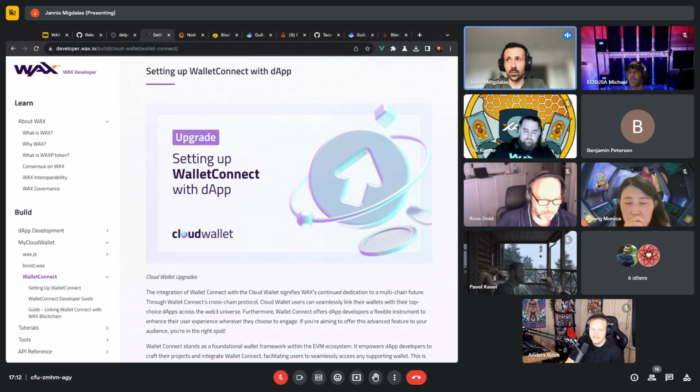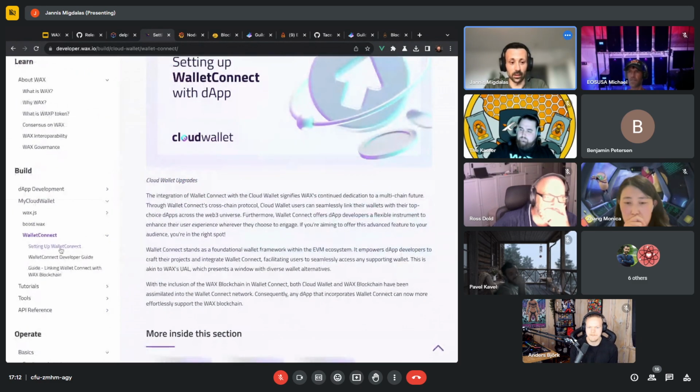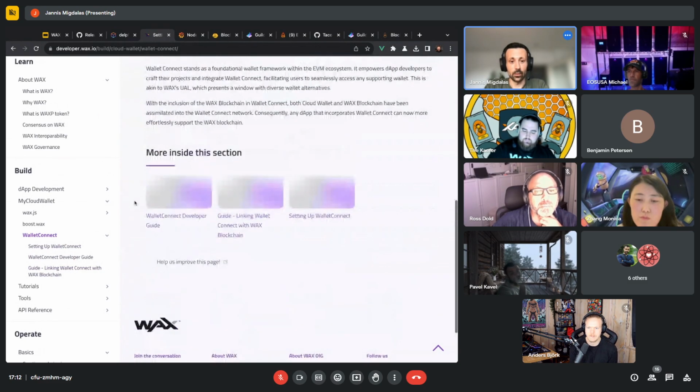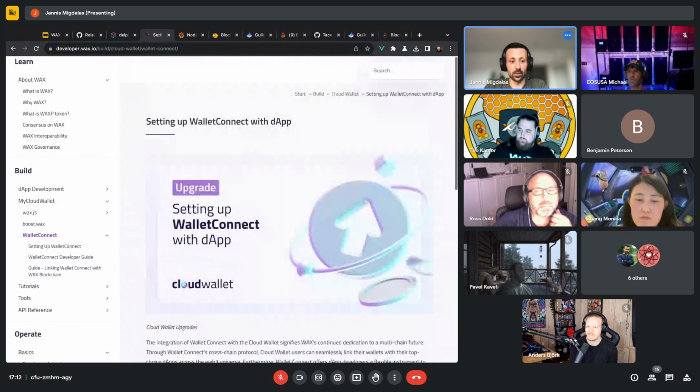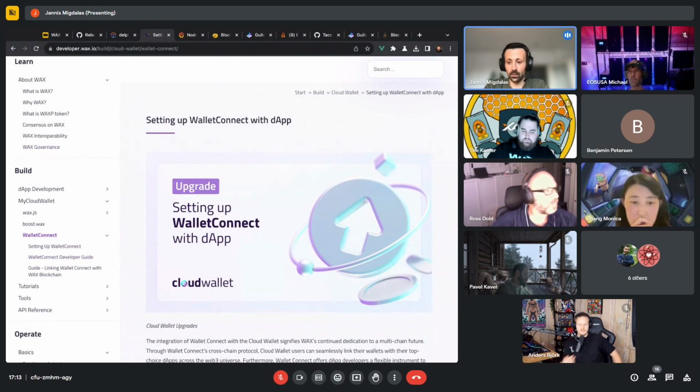It's not possible for self-custodial wallets, only for the WAX Cloud Wallet. There's 3 pages about how to set it up, a developer guide, and how to link your wallet with the WAX blockchain. You can read the details in the developer documentation under My Cloud Wallet, WalletConnect. There's all the content to this.